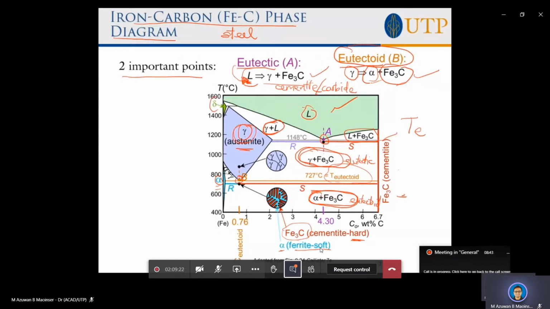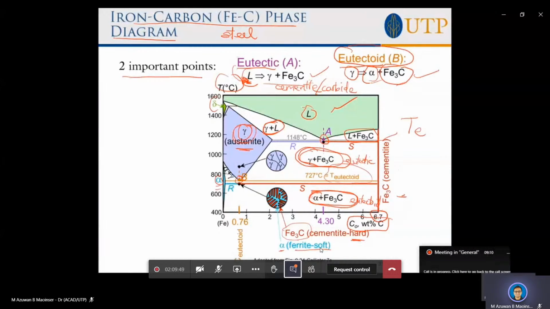This is alpha and cementite. Okay, so it's always working that way. Whatever it is sandwiched between, that's what the mixture consists of. And take note that this iron carbon phase diagram is temperature versus weight percent of carbon. And you see that the scale is only up to 6.7.